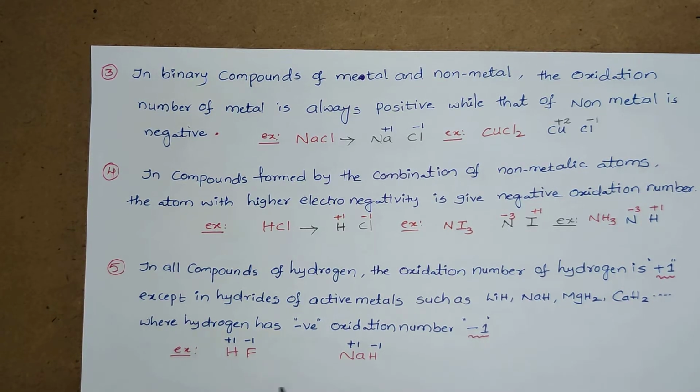See, for example, HF and NaH. NaH is an example of a hydride, sodium hydride. Sodium is a metal, it always shows a positive oxidation state, that is +1. Hydrogen obviously shows -1 oxidation state. Whereas in HF, fluorine is more electronegative, so it has -1 oxidation state. Hydrogen definitely shows +1 oxidation state. So that means hydrogen in all compounds shows +1 oxidation state, except in which one? Hydrides. In hydrides, the oxidation state of hydrogen is taken as -1.